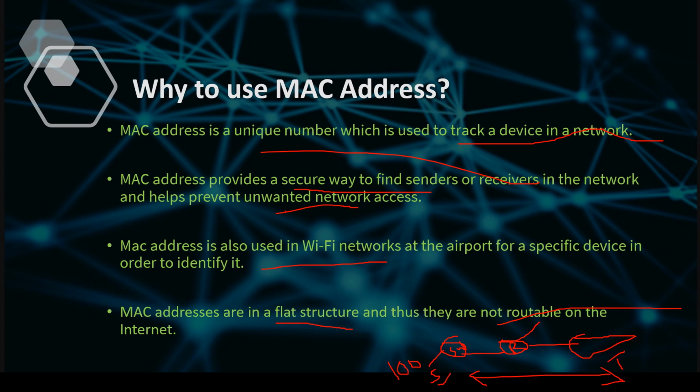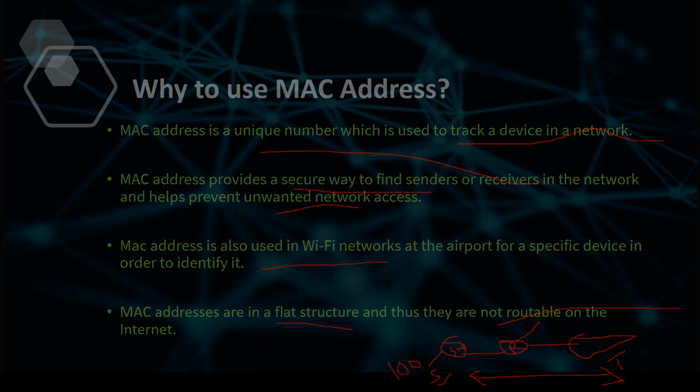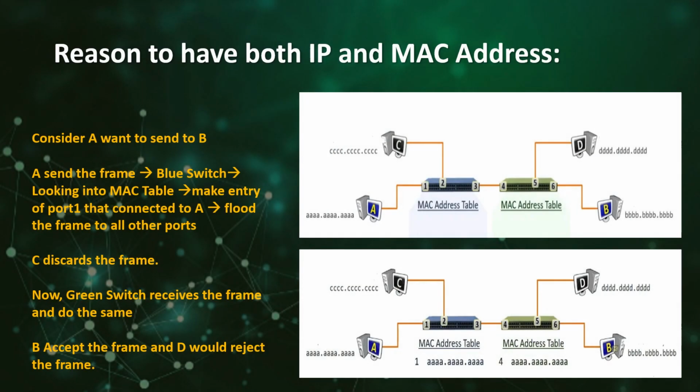Let's see what is the reason to have both IP and MAC address. So this is the best example where we can easily understand why we are using the MAC address and IP address. Why don't we use only one address? Suppose A wants to send data to B. Okay, these are all in the same network.